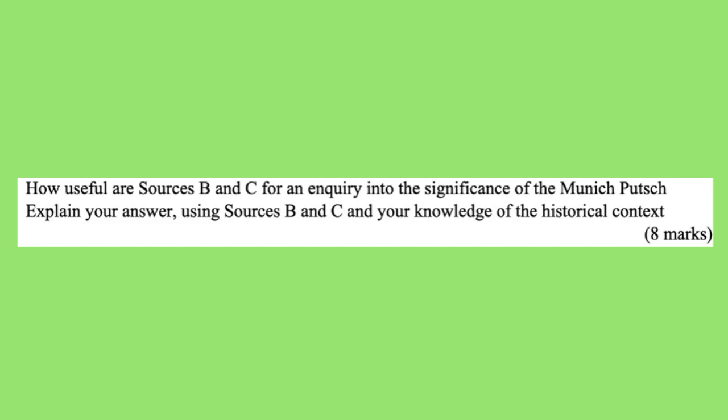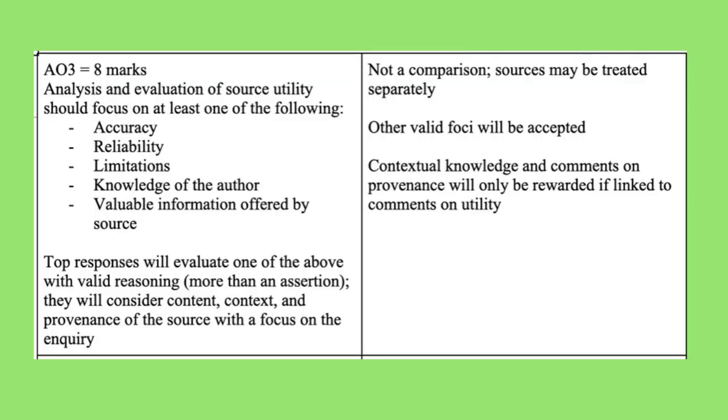How useful are sources B and C for an inquiry into the significance of the Munich Putsch? Explain your answer using sources B and C and your knowledge of the historical context. 8 marks. Here's the mark scheme for this question, which you can find out about in more detail in the overview video.